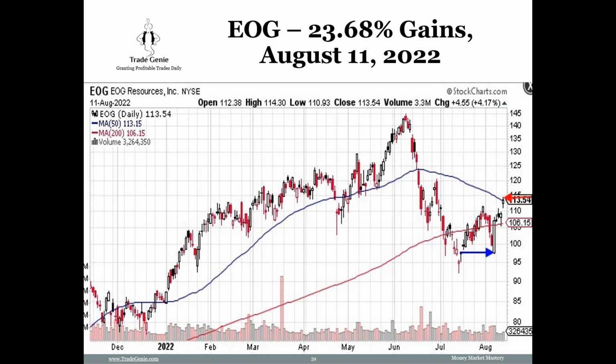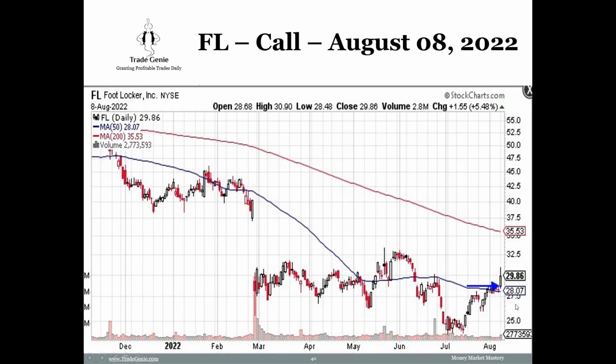So the 50-day moving average from above acts as a resistance. The 50-day moving average from below acts as a support. So it gapped above and hit the major support resistance, and a 24% gain is good enough. Sometimes it's 24%, sometimes it's 100%.